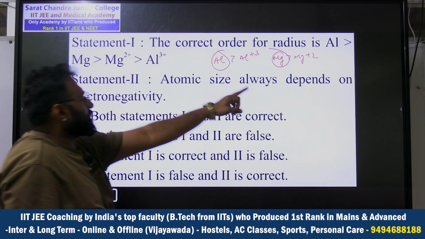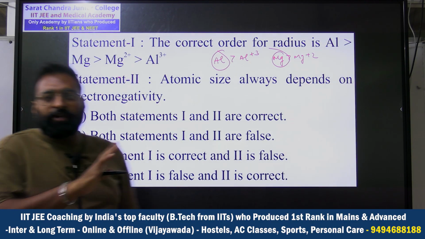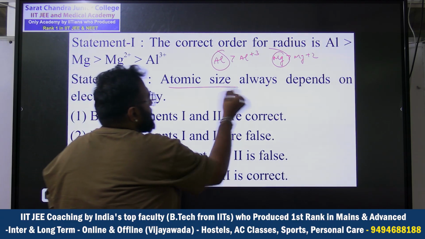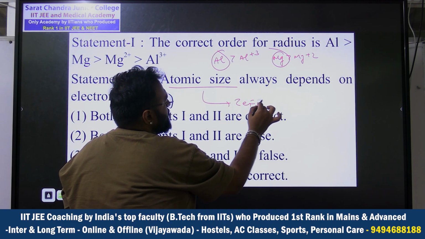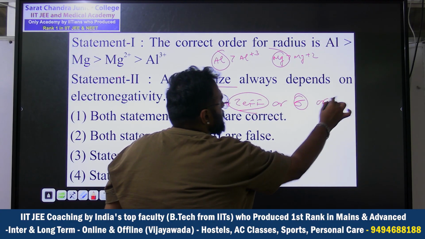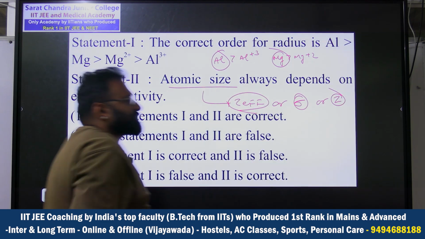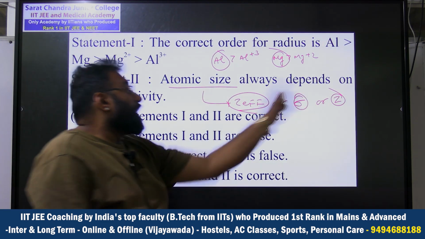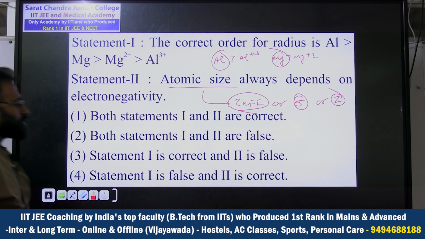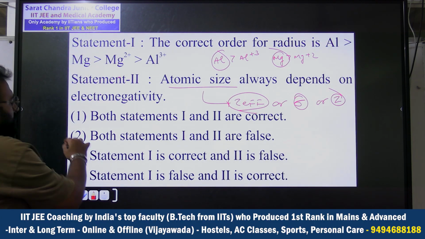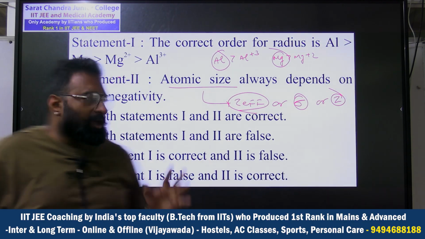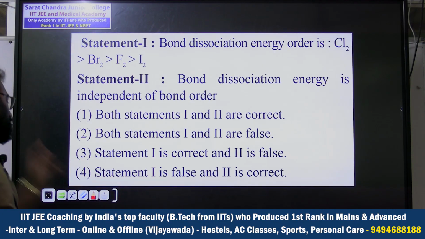Statement 2, atomic size always depends on electronegativity. No, there is no direct relation between electronegativity and atomic radius. Atomic radius is dependent on Z effective, or sigma, or nuclear charge. There is a relation between all these three, but no direct relation between atomic size and electronegativity. So both statement 1 and 2 are false. Option number 2 will be your correct option.